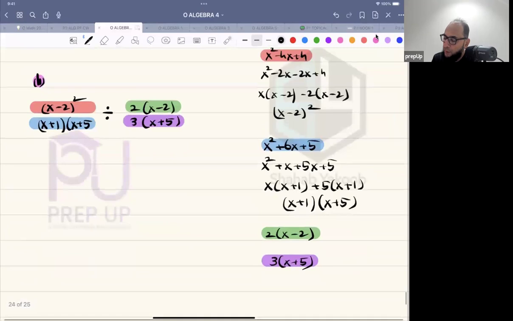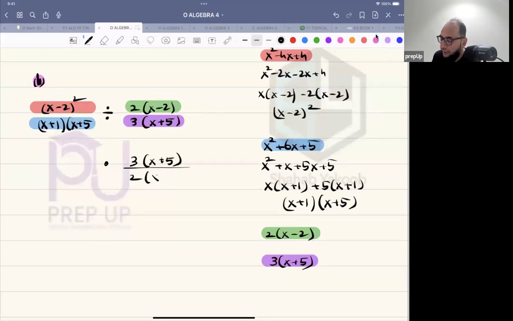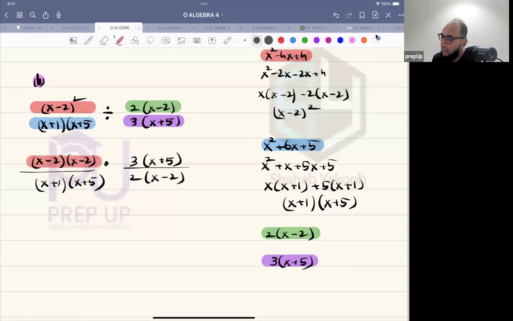So now what will happen? The places would change, multiplication. And in multiplication, 3 bracket x plus 5 goes at the top, 2 bracket x minus 2 goes at the bottom. X minus 2 whole square is x minus 2, x minus 2. And this is x plus 1, x plus 5. So just the colors again. So that is the red color. And that's the blue color. And the purple one goes at the top, and the green one goes down.